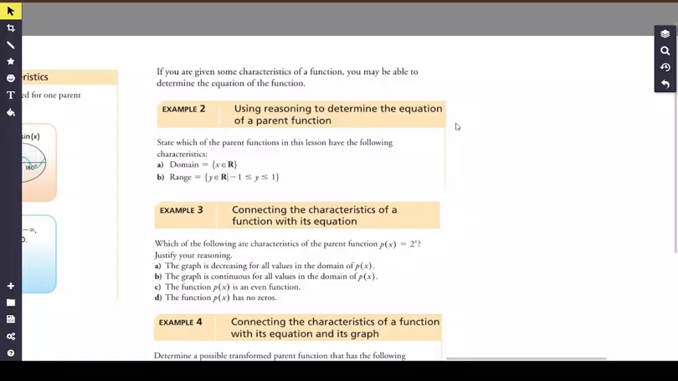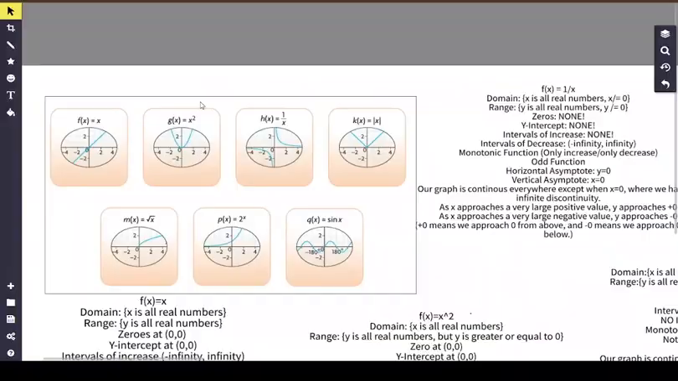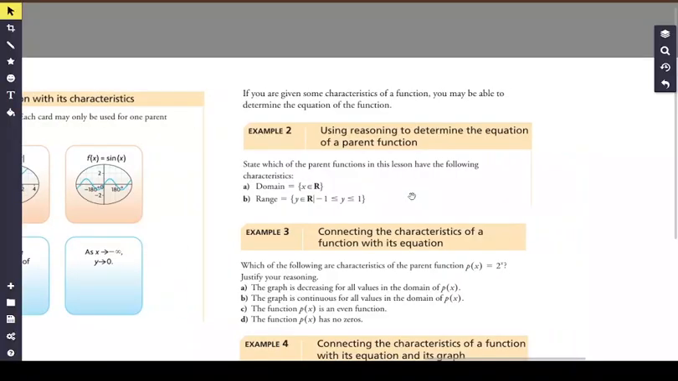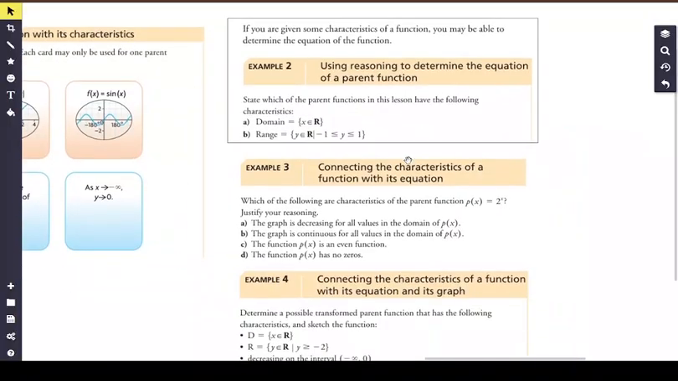We're given some characteristics of a random function, and we may be able to determine the equation of the function. Maybe. Using reasoning to determine the equation of a parent function. So let's look at this. Right away we see domain. That doesn't really help. But we see range. Hey look, it's bounded. What does that mean? It's a sinusoidal function. It could be y equals cos x, y equals sine x, whichever you want. Because we know that no other parent function in this entire list has a bounded range. So we know the only function here is sine of x.